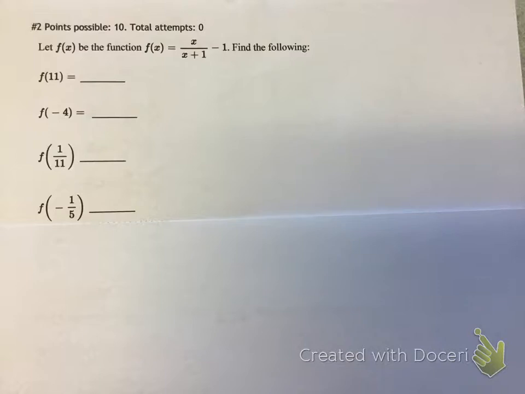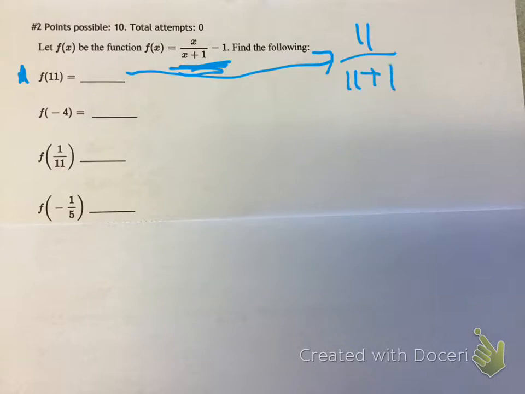If I add something like number 2 here, we have the function x over x plus 1 minus 1. We got to figure out the following things. And so if I were to say, maybe take f of 11, that's us shoving in 11 every time I see an x. And so in this case, it would look something like 11 over 11 plus 1, and then minus 1. And then we're just figuring junk out. And so maybe I'd recommend it a piece at a time.